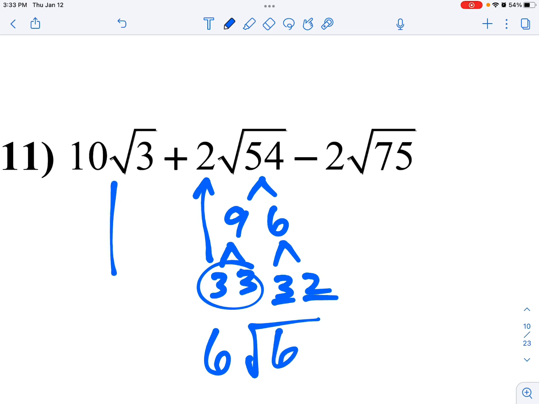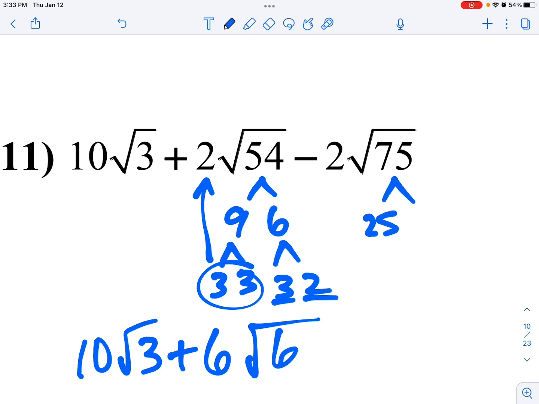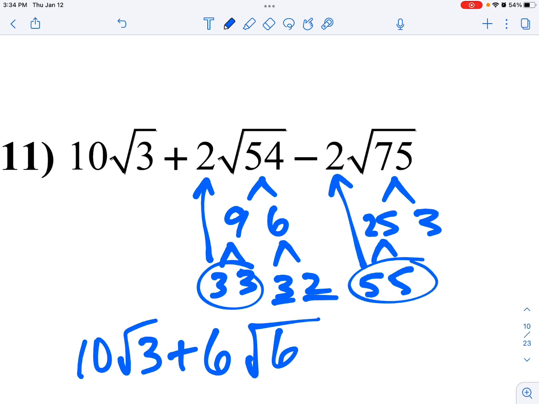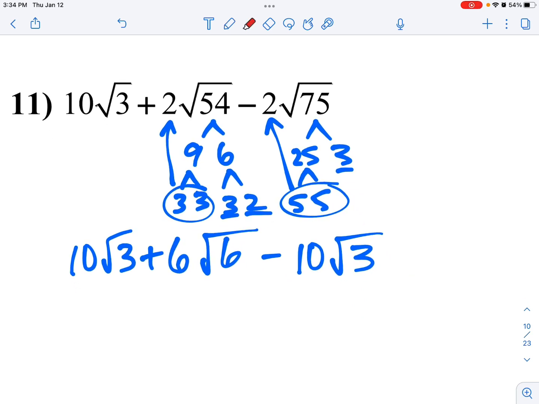I can go ahead and bring this down, I guess, if I want to. 10 radical 3 plus. Now let's break down this 75. 25 and 3. 5 and 5. Found a group of 2. That busts out and multiplies by the 2 that's already there, and it's negative. This sign stays. 5 times 2 is 10. See the number that didn't get circled? This one. 3.